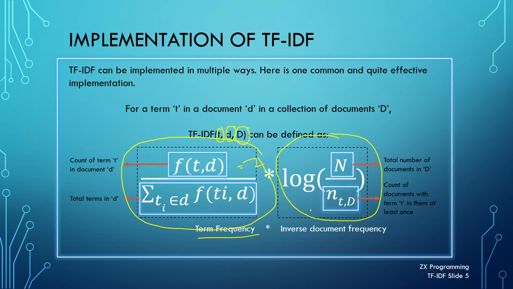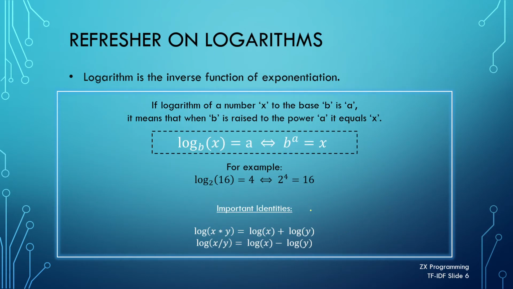Before we proceed further, it will be better if we revise logarithmic values and how they are calculated. A logarithm is the inverse function of exponentiation. The log of a value x to the base b being a means that b when raised to the power a gives x. For example, if the log of the number 16 to the base 2 equals 4, then we can say that 2 when raised to the power 4 equals 16. This process is known as exponentiation. This process is known as logarithm.